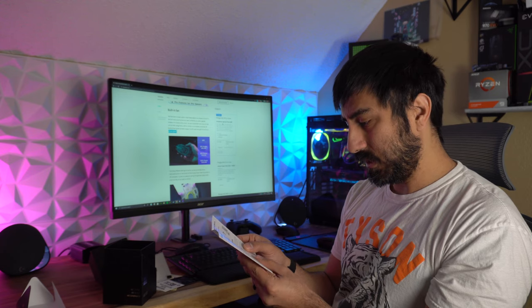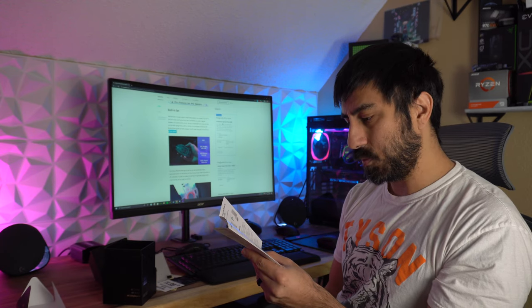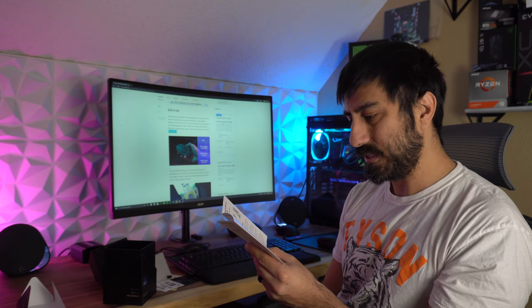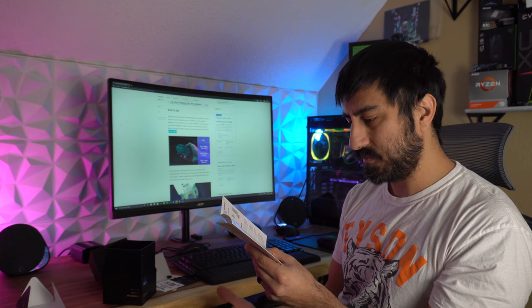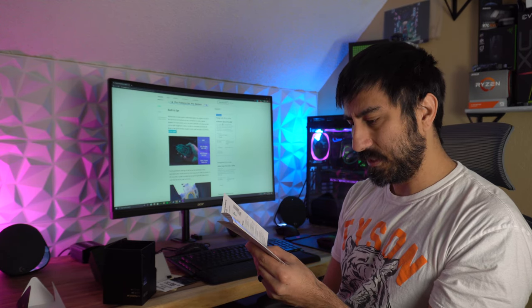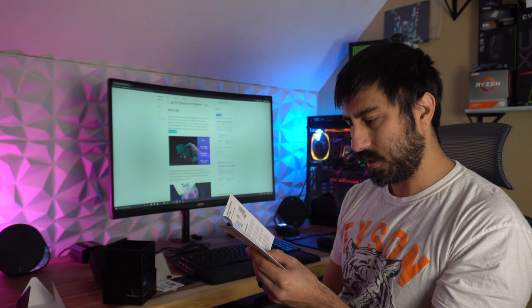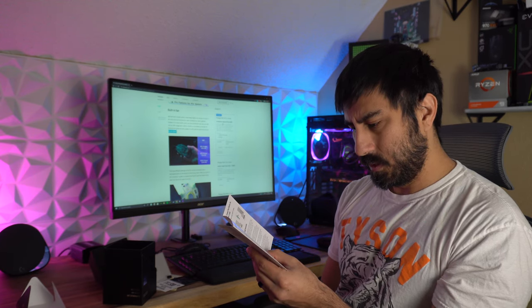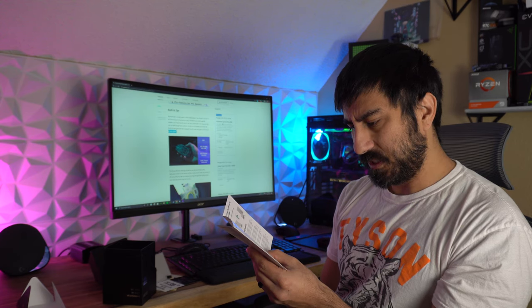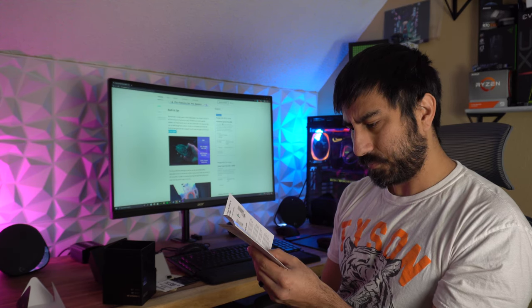And then let's talk about the physical specs. The cable length is 1.8 meters. The weight is 68 grams for the mouse only. The sensor is a PMW3389. That's pretty standard with a lot of these that I've seen. Resolution 100 to 16,000 DPI.